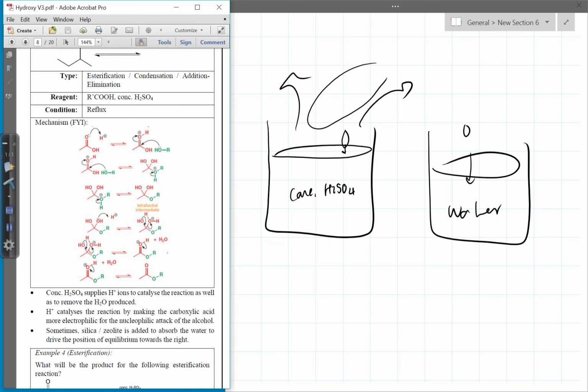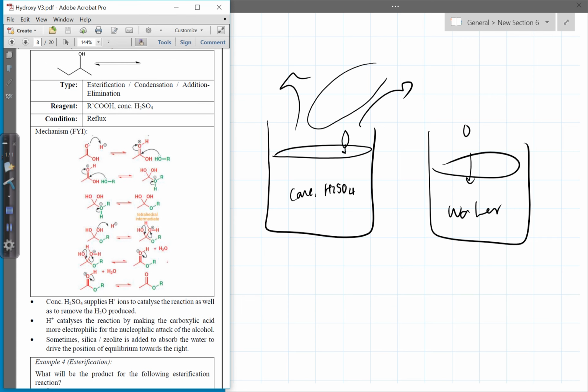So H plus catalyzes the reaction by making the carboxylic acid more electrophilic for the nucleophilic attack of the alcohol. This one we'll talk more about in carbonyl as well, right? Sometimes silica or zeolite is added to absorb water to drive the position of equilibrium towards the right. We know silica absorbs water and silica is solid, right? So after this reaction, you can just perform a filtration to remove the silica or the zeolite.